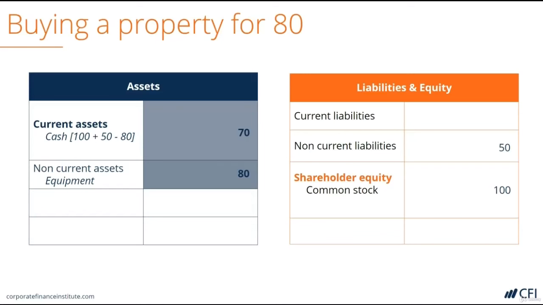Now that we've made those entries, we sum up the totals and we see that the balance sheet continues to balance. Total assets still equals liabilities and shareholders' equity.